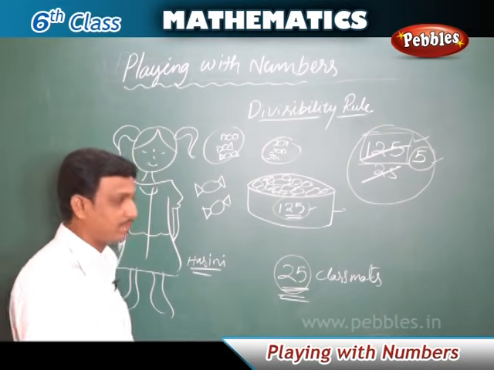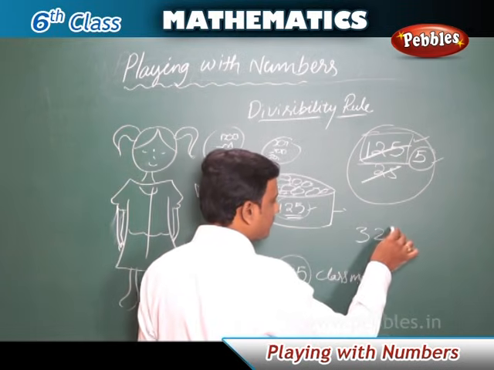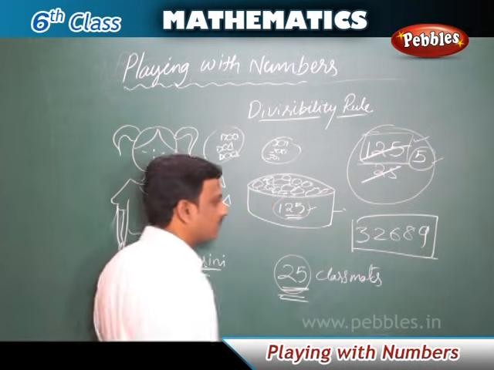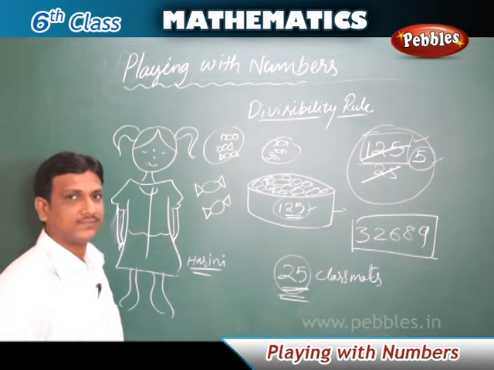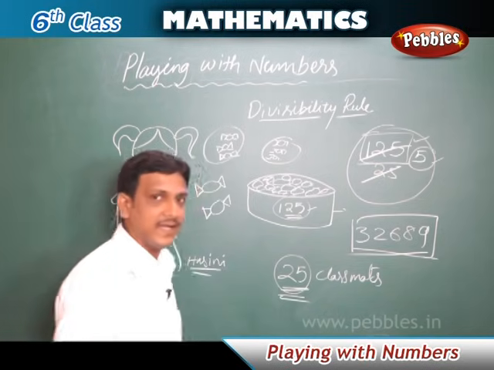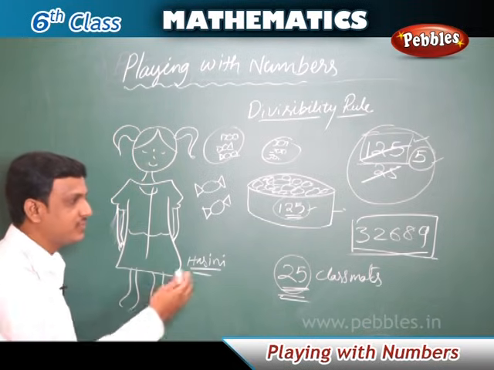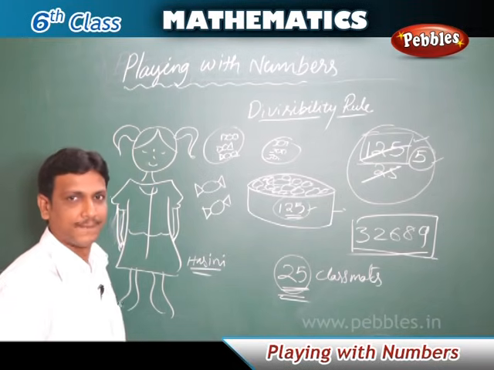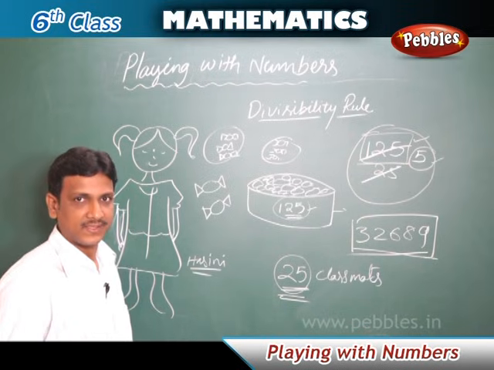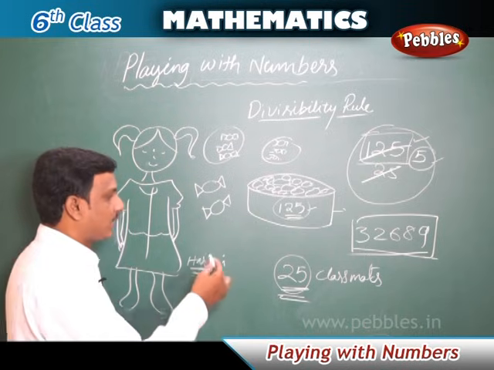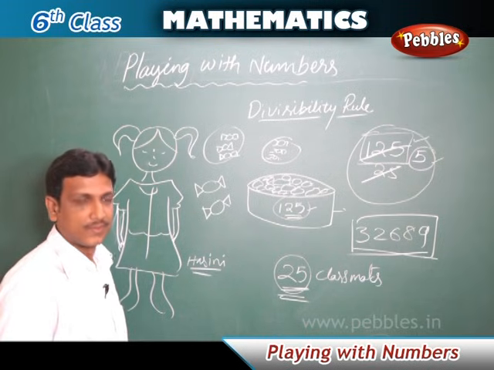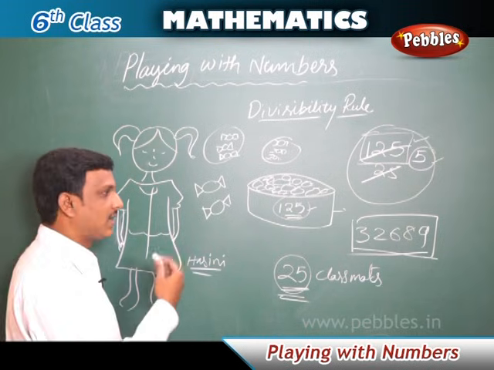Sometimes the number may be big. For example, she wanted to distribute these many chocolates. Now how can we do that? This also can be done by division, but it is a very big number and it is difficult to divide that number. Division is a big process, takes a lot of time. Now we are thinking, is there any simple method to find out whether a number is completely divisible by another number or not? There are some methods.